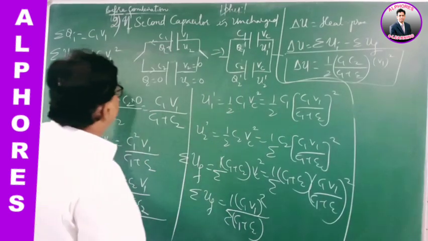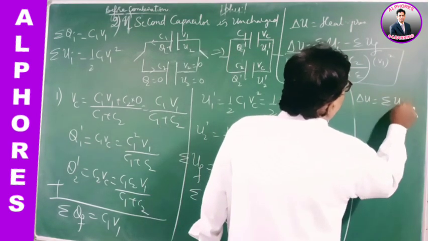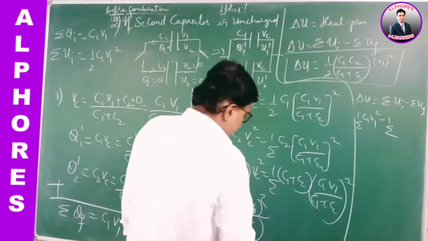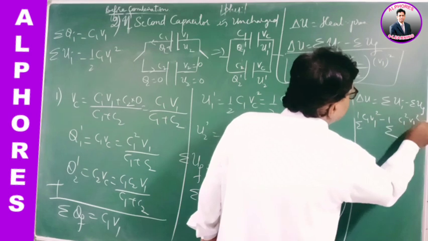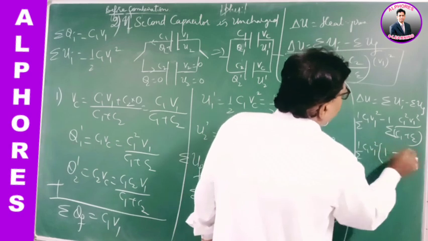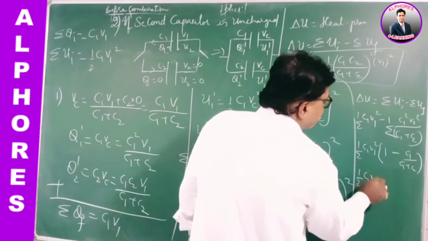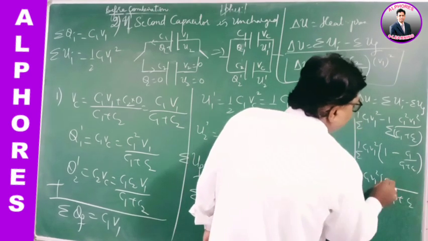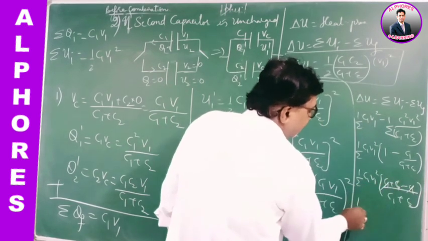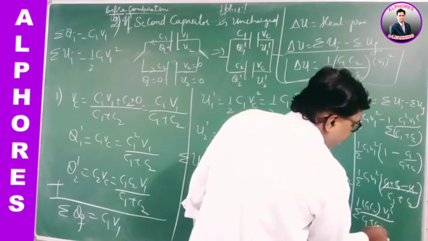Now subtract. Initial energy is half C1 V1 square, final is this. So delta U is equal to sigma U initial minus sigma U final. That is half C1 V1 square minus half of C1 square V1 square by C1 plus C2. From this, let me take half C1 V1 square common: 1 minus C1 by C1 plus C2. Taking LCM C1 plus C2, it is C1 plus C2 minus C1. C2 remains here, so it is half C1 C2 V1 square by C1 plus C2.